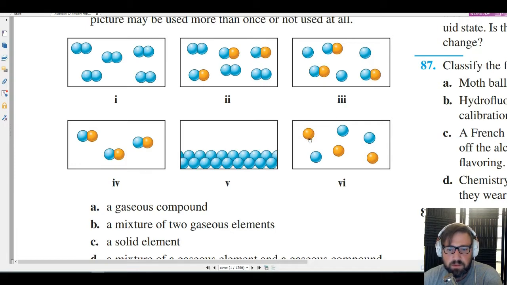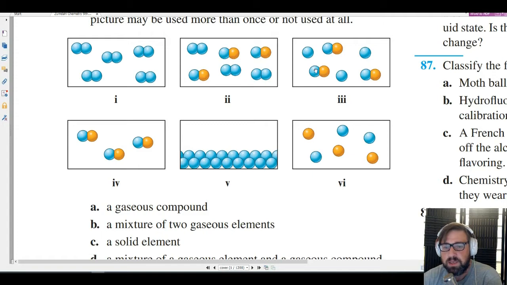In this case, we have an element. It's something by itself, one type of atom. And this is something by itself, one type of atom. So that's two elements in a mixture. Check.